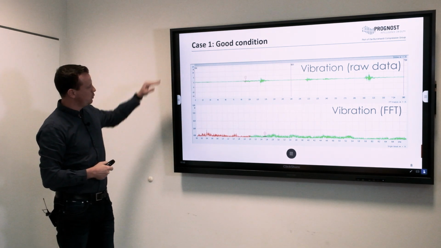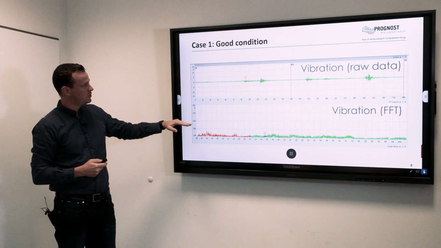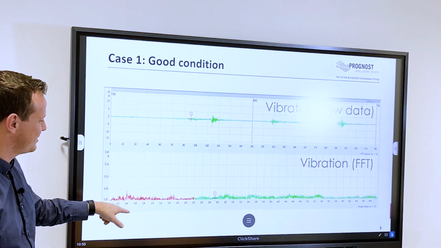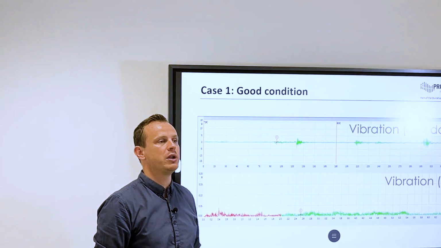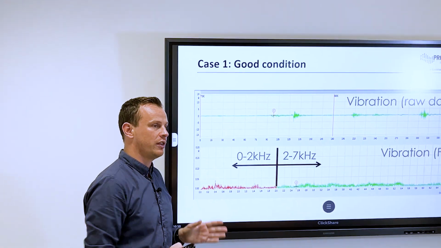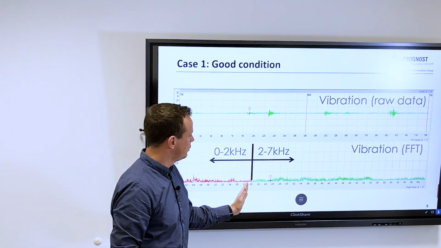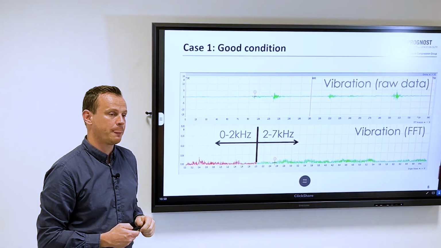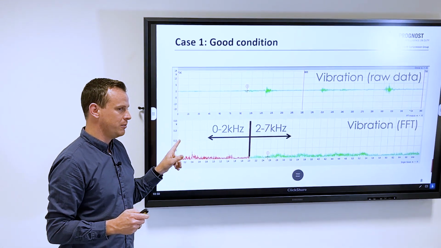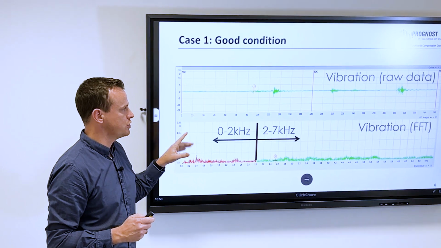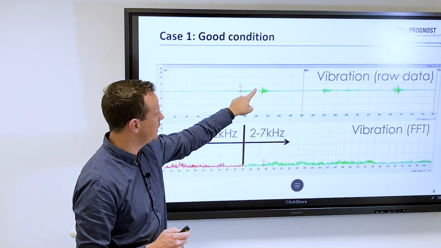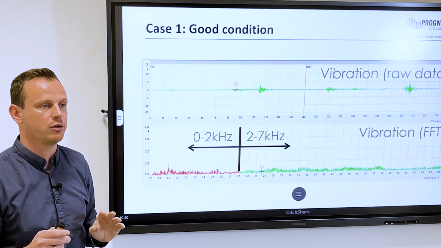And based on this signal we calculate the FFT signal, which is shown here below, and you can see already here in the red and green area that we divided this into the first 2 kHz and 2 kHz up to the maximum. Please keep that picture in mind. Here we are talking about the good condition, so everything is smooth. Even though there are some impacts, these are normal for that compressor.